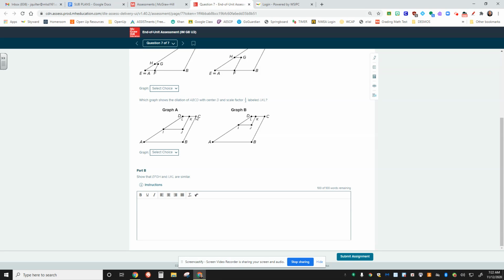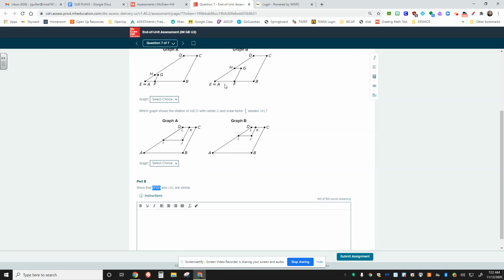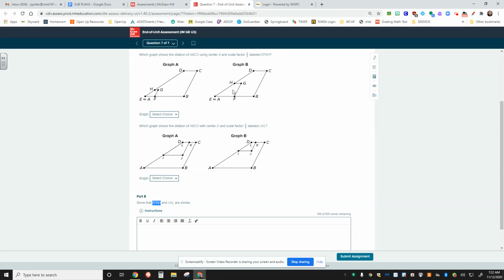Do that again right here, and we're talking about by a scale factor of 1/3. Select your choice, and then you need to show to me that E, F, G, H, so one of these little ones here, is similar to one of these little ones down here. So tell me what it would take, scale factor, center of dilation, and the figure using at least 1 point.